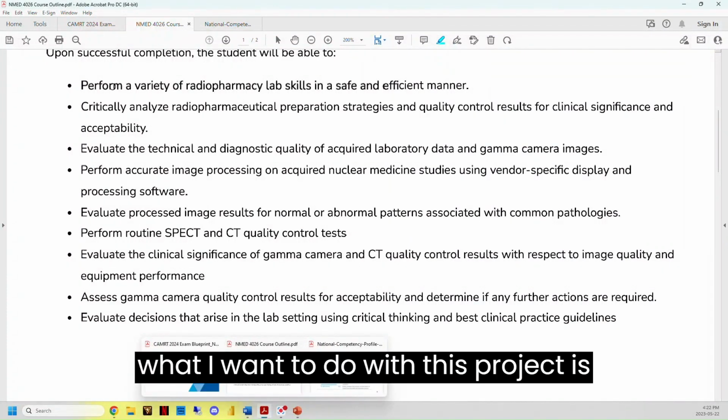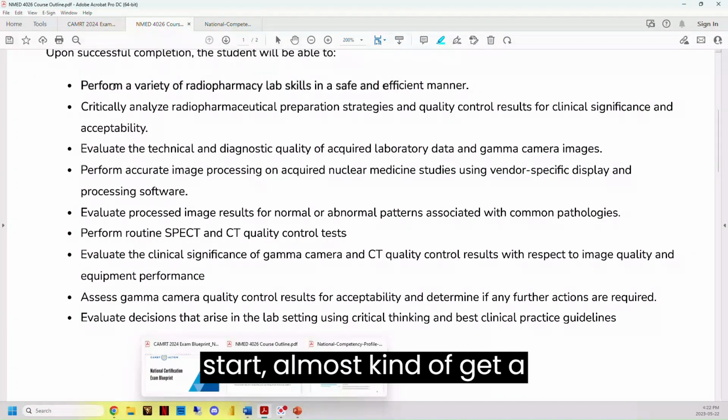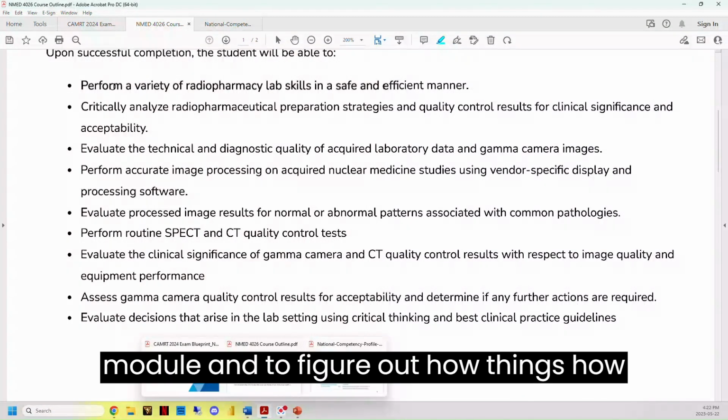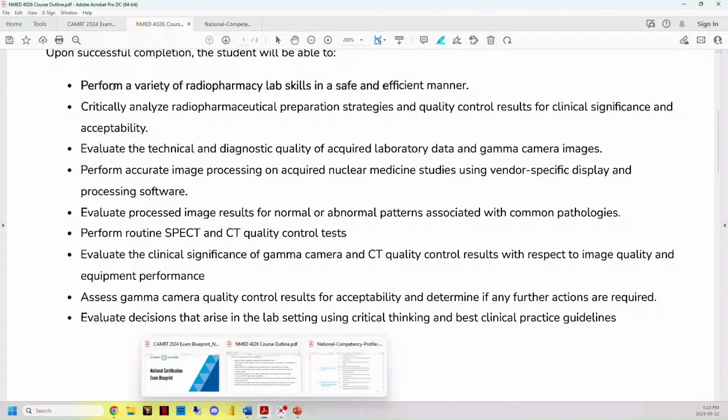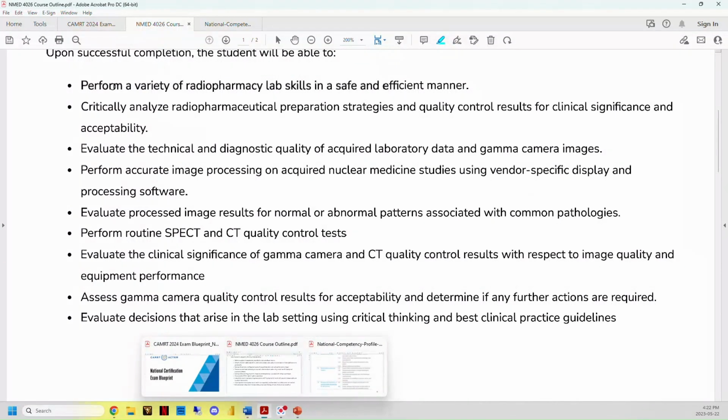But what I want to do with this project is get a head start almost. Get a module in to figure out how I might be aligning things, changing things for the next iteration of this course.